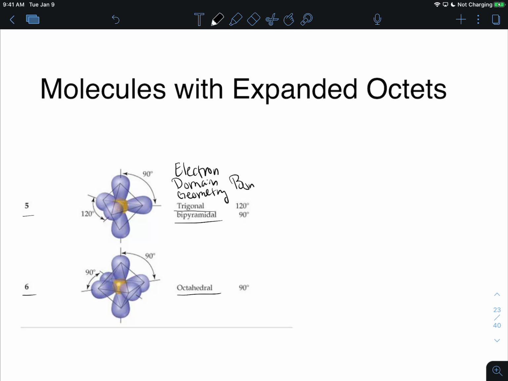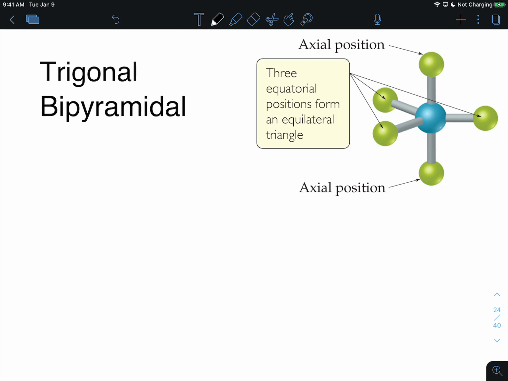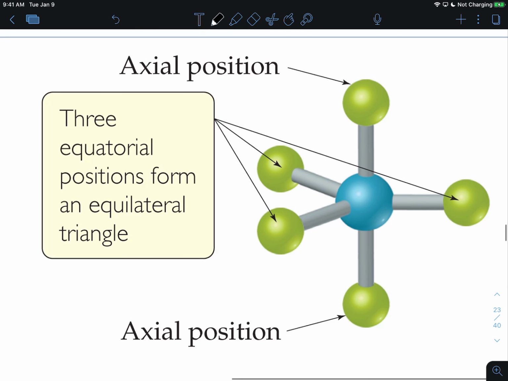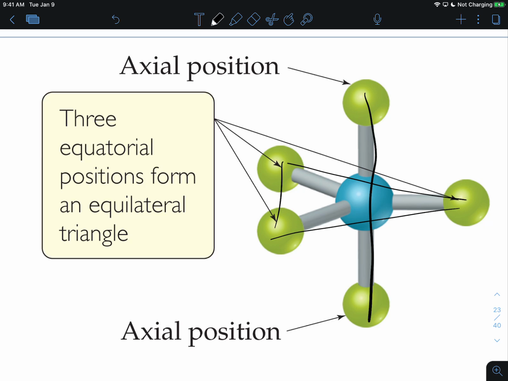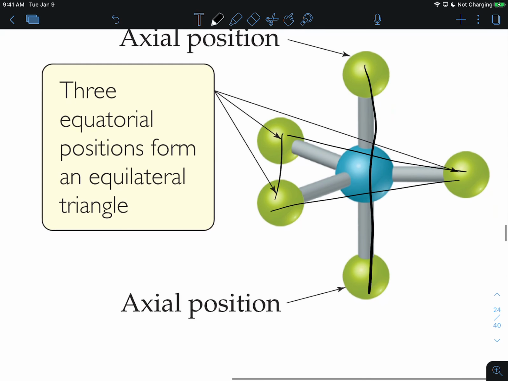And for our bond angles, they both are going to contain a 90-degree bond angle, but our trigonal bipyramidal will also have a 120-degree bond angle. So let's look a little bit more at that structure. With a trigonal bipyramidal structure, we're going to have what are called axial positions and equatorial positions. Our equatorial positions are our 3 positions on the equator, and then our axial positions are the 2 positions on the z-axis.